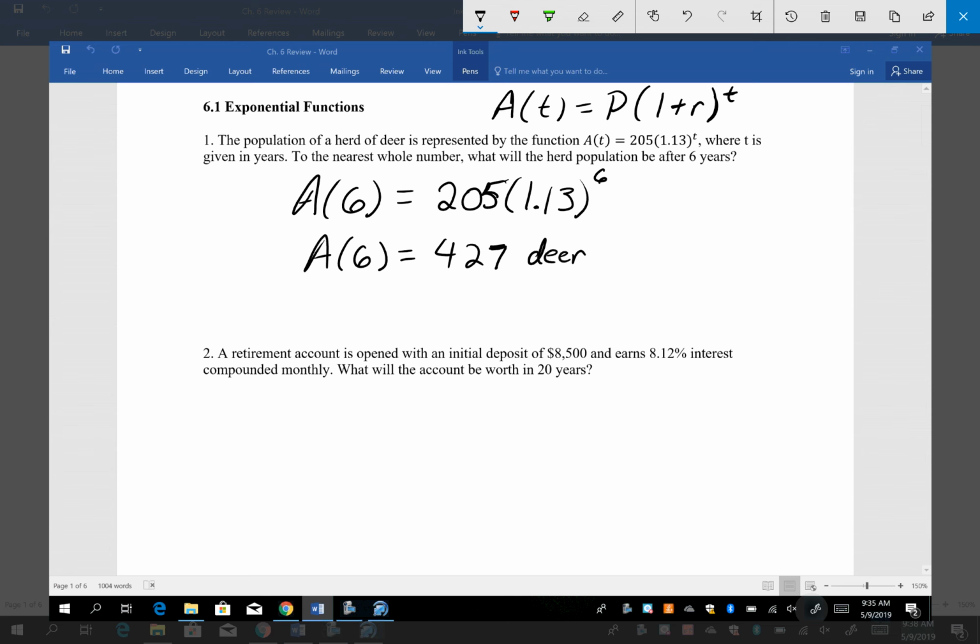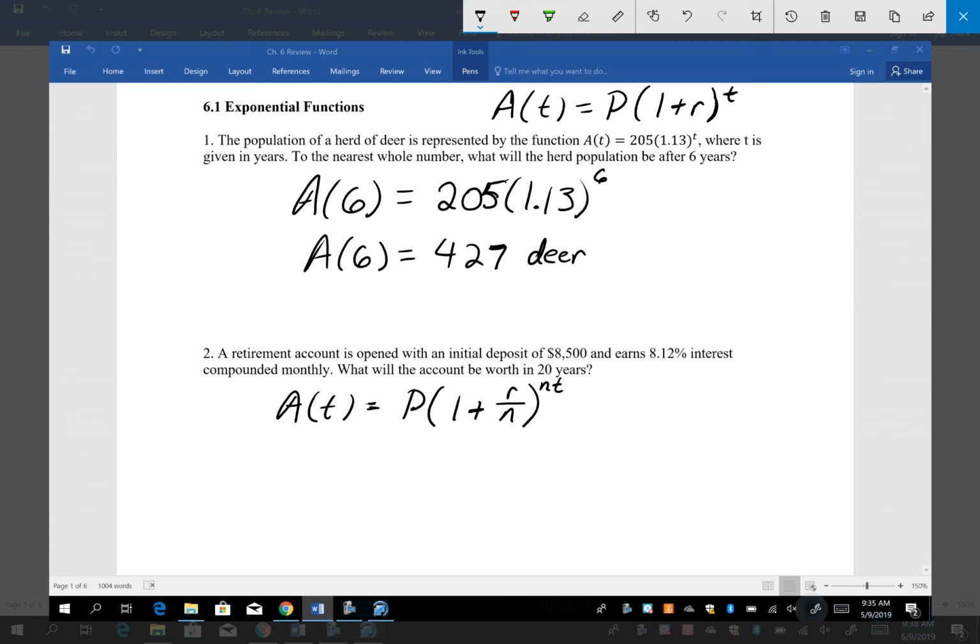What's the next one you want to do? Okay, so in number 2, this problem is using a different formula. It's very similar, but because we're talking about interest that's being compounded, we're going to write 1 plus our rate over n raised to the n times t. When do we use that? Anytime it's talking about money, interest being compounded. You'll see in the problem tomorrow, maybe, the word compounded.